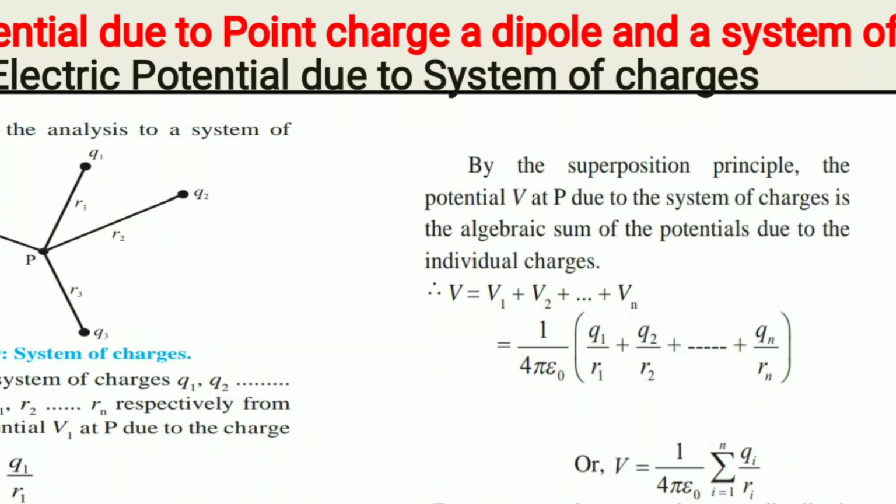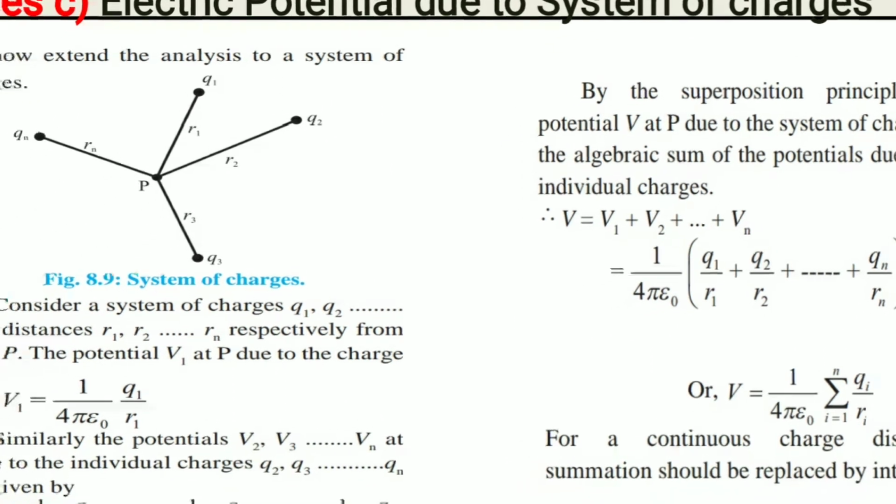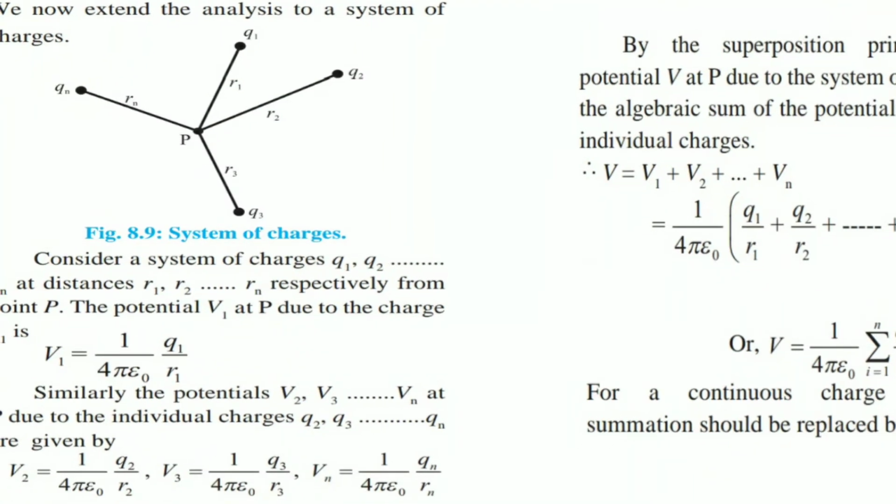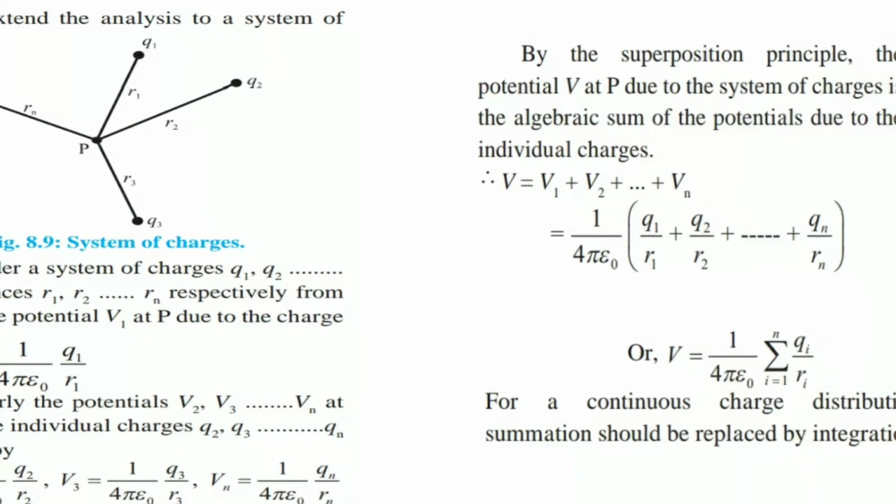As you have studied the superposition principle, the potential V at point P due to system of charges is the algebraic sum of the potential due to individual charges. Means the potential at point P will be the addition of all the charges, that is potential due to charge Q1 plus potential due to charge Q2 plus potential due to charge Q3 plus up to potential due to charge Qn.